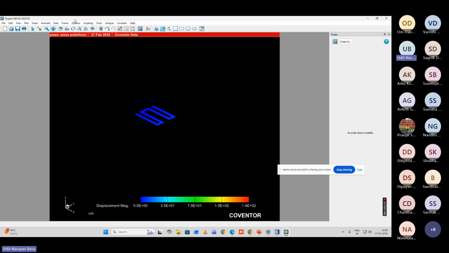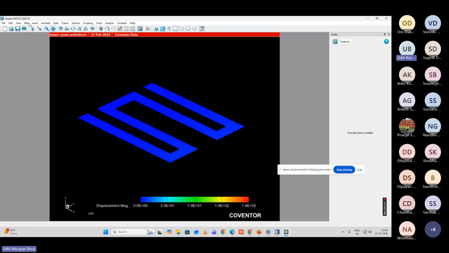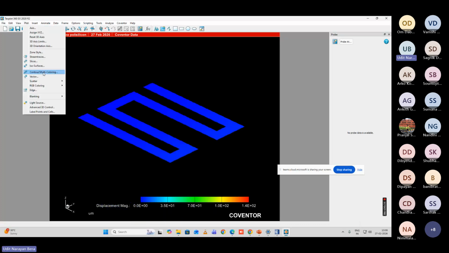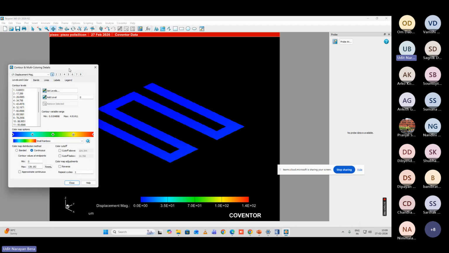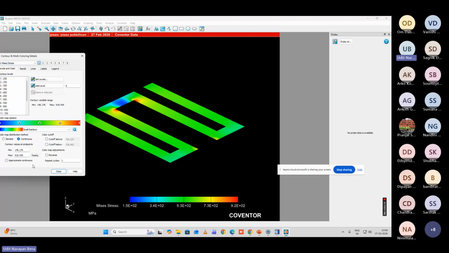this is your piezoresistor. Let me zoom it. This is the piezoresistor. Now let me show you how the stress or current or things are with it. Okay, that's the stress here. Okay, you can see that's how your piezoresistor is experiencing the stress.